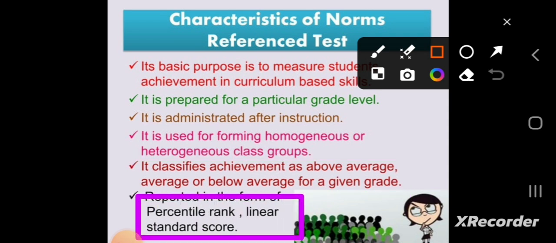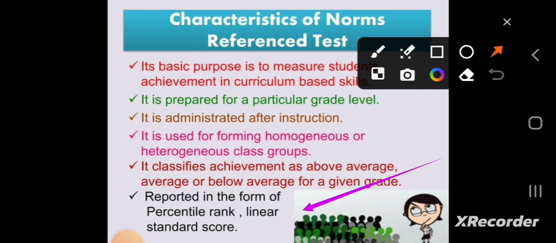Score reporting. Scores are often reported in the form of percentile ranks, indicating what percentage of students scored lower, or linear standard scores, which allow for comparison across students or groups. These characteristics reflect how norm-referenced tests are typically used to provide a broad comparison of student performance rather than measuring whether specific learning objectives were achieved.